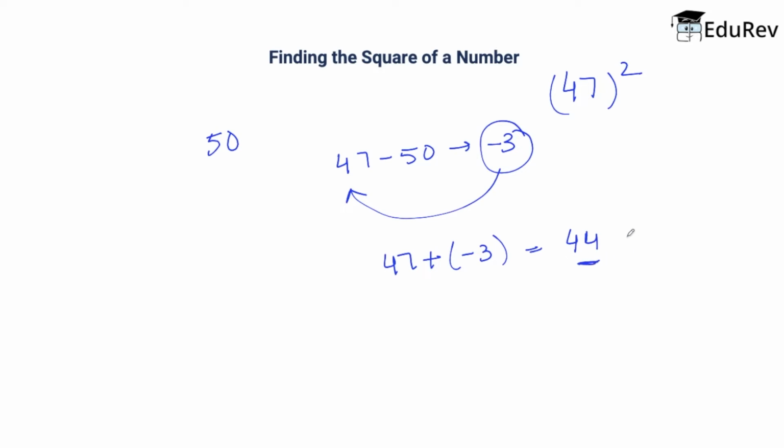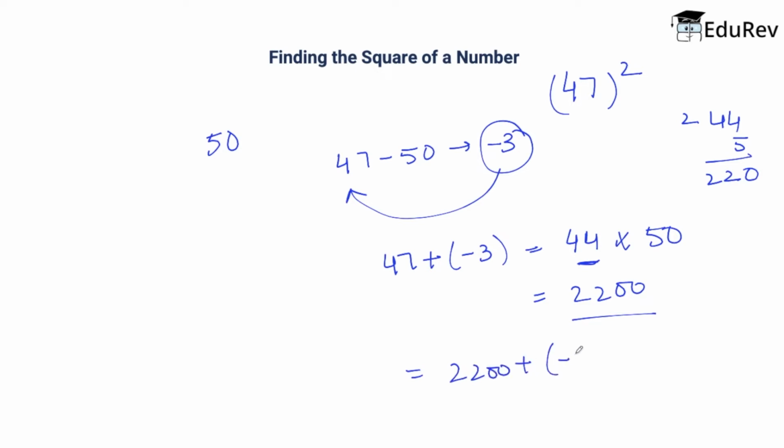Now I need to multiply this 44 with the base, which is 50. So 44 into 50 is going to be what? Let's do it. 22, so it's going to be 2200. So 44 into 50 is going to be this. Now we need to add 2200 to the square of the difference, that is minus 3. So last is going to be 2209. So I hope you people understood this. Now let's move on to the next concept.